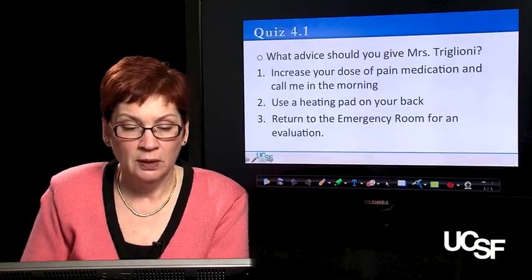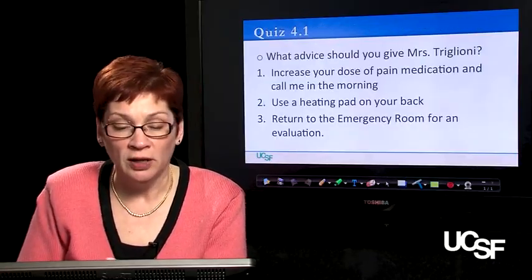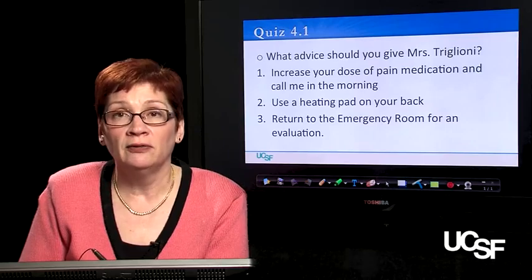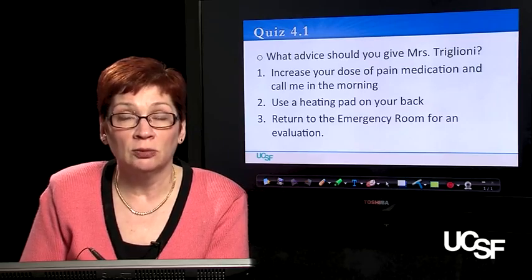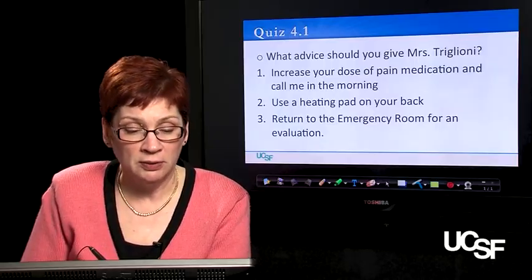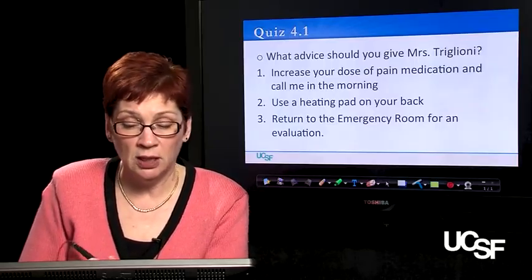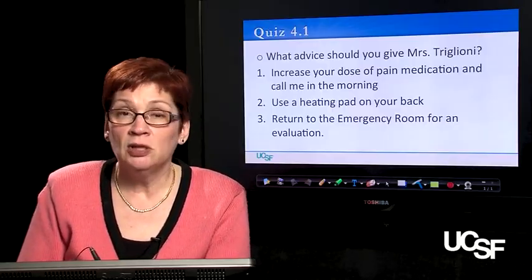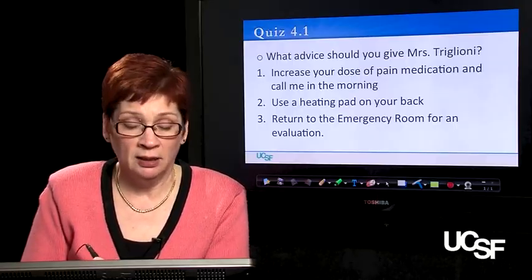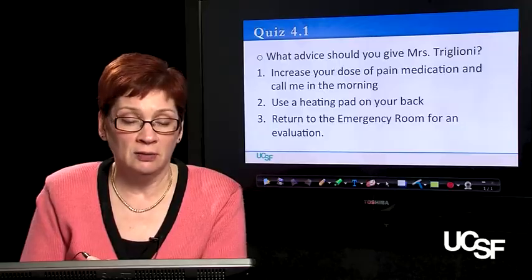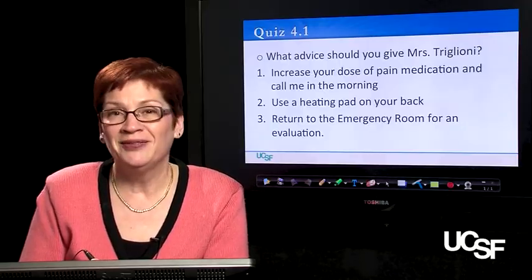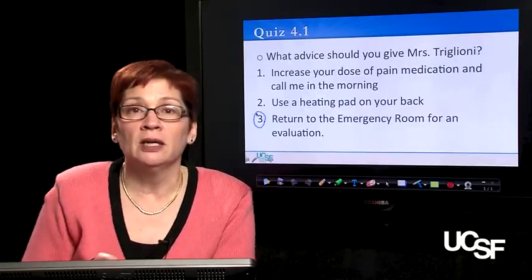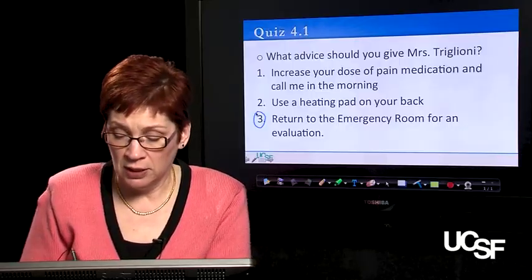So, first quiz for Module 4, what advice should you give Mrs. Trigliani based on what you've heard on the telephone and the work you've done to process her problems and develop a patient illness script and differential diagnosis? So number 1, increase your dose of pain medications, Mrs. Trigliani, and call me in the morning. Number 2, keep the same dose of pain medications but use a heating pad on your back, or number 3, return to the emergency room for an evaluation. And hopefully, given the fact that your tier 1 diagnosis was pulmonary embolism, you chose number 3. Return to the emergency room for an evaluation.